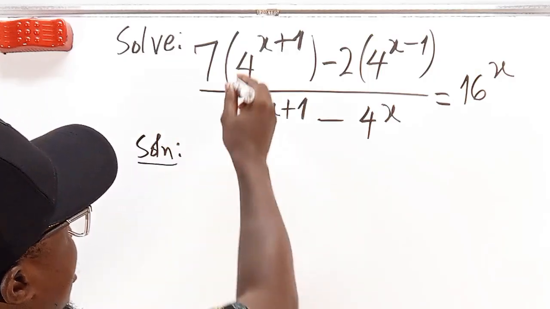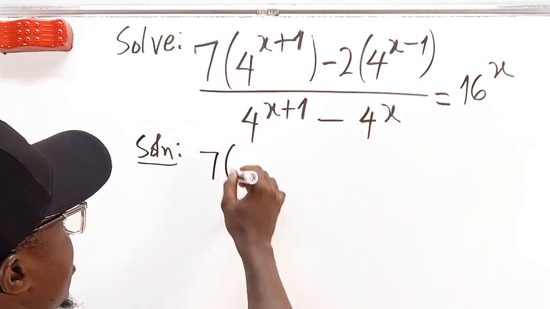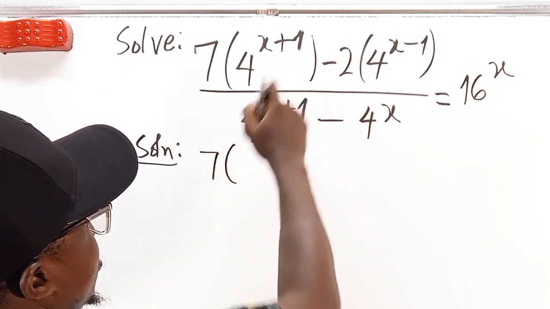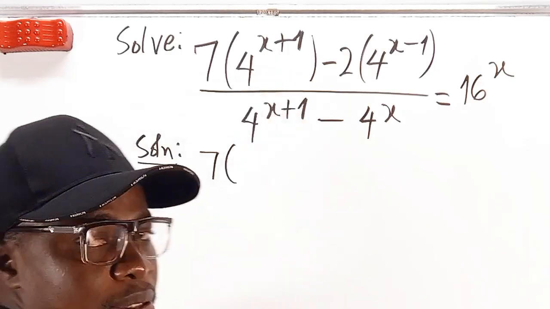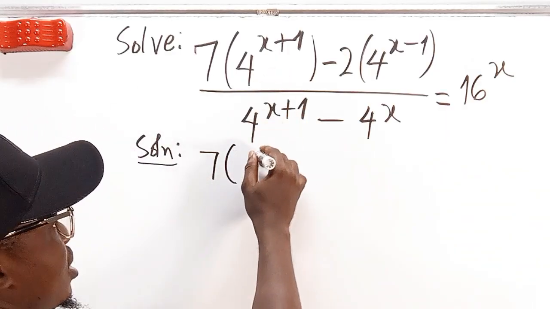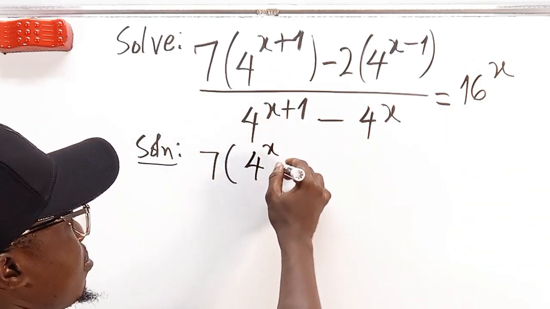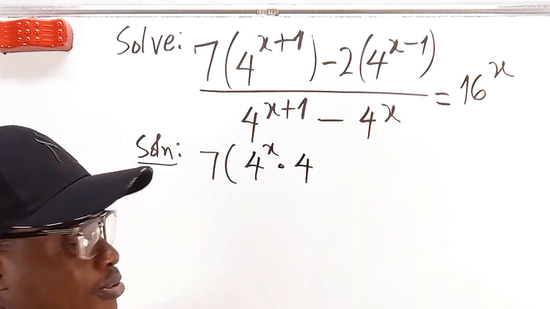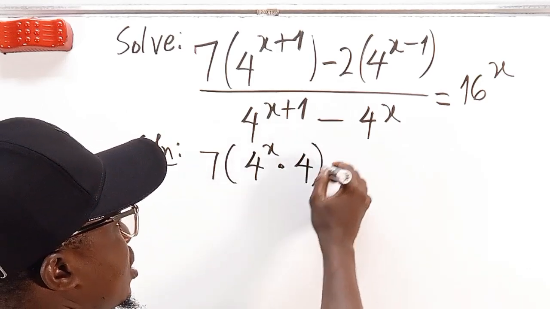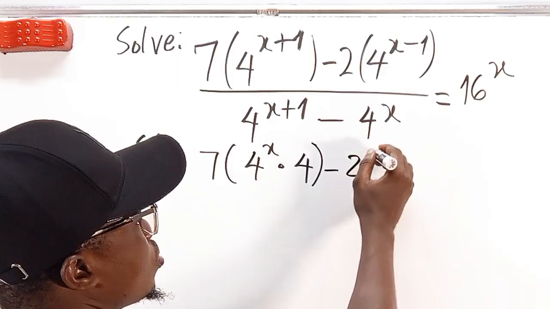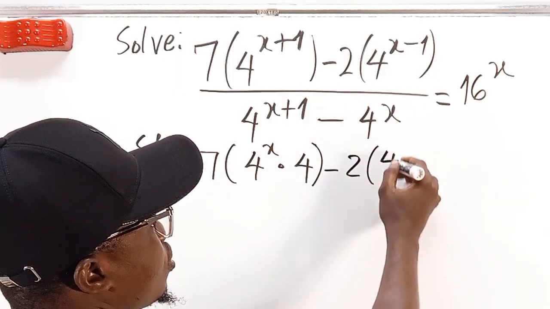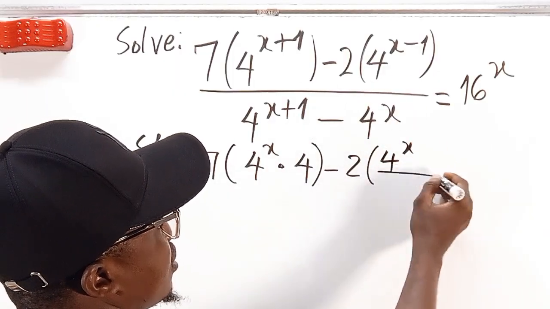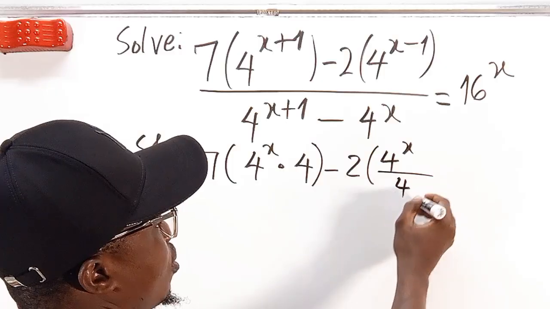Now, I have 7 into 4 to the power of x plus 1. This inside the parentheses, I can write it as 4 to the power of x multiplying 4 to the power of 1, which is the same thing as 4. Okay, then minus 2 into 4 to the power of x divided by 4.